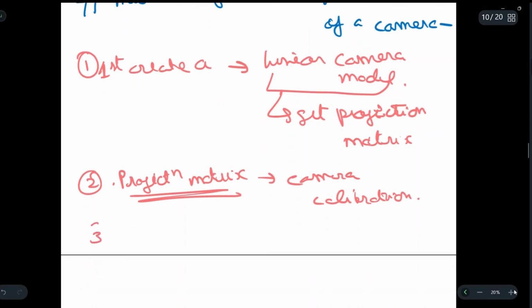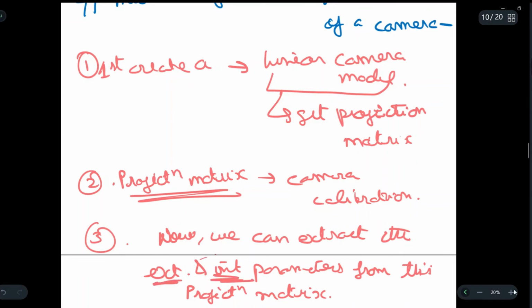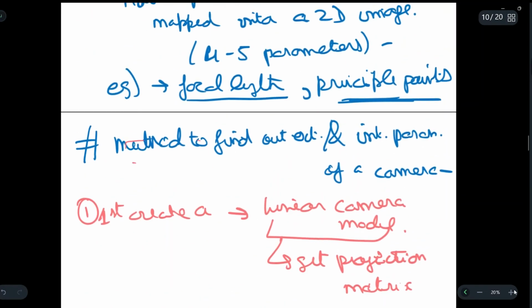And thirdly, we can extract the external and the internal parameters from this projection matrix. Once we have found the projection matrix, it is very easy to extract the extrinsic and the intrinsic parameters, with the help of which we can do camera calibration. So these are the three steps that we can follow in order to find the external and the intrinsic parameters.